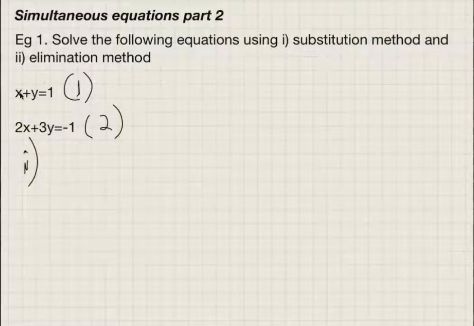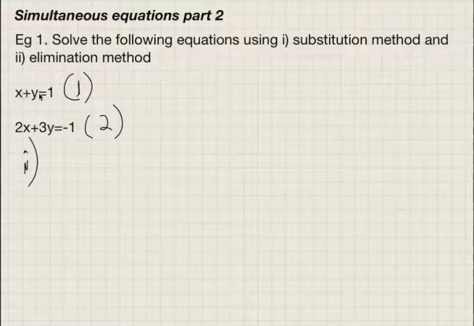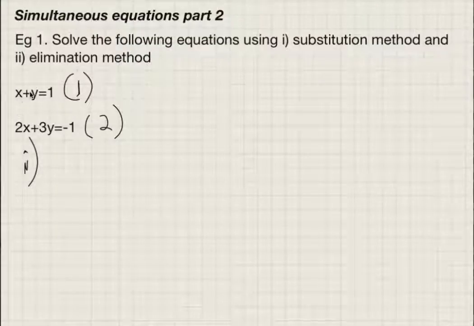we need to get either x or y by itself in either one of these equations to be able to sub it into the other one. Now, it is easier to do that with equation 1 because there's no numbers in front of the x or y. So looking at equation 1, is there a way that you can write x by itself in terms of y?